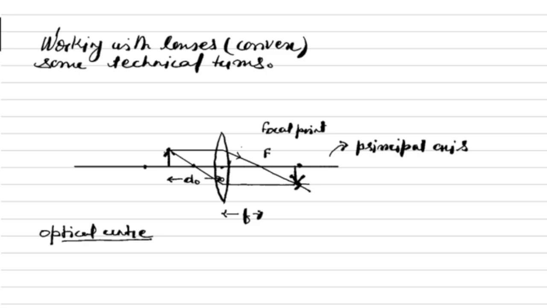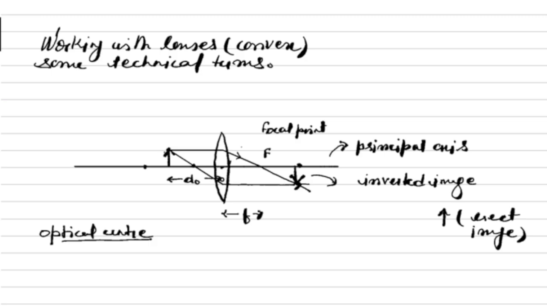Now, my object was placed here, but you will say my image is inverted. This is a word for upside down. The image is upside down, so this is an inverted image. If the image comes straight like this, we say it is erect. There is another fancy word for that because they really come into the questions.